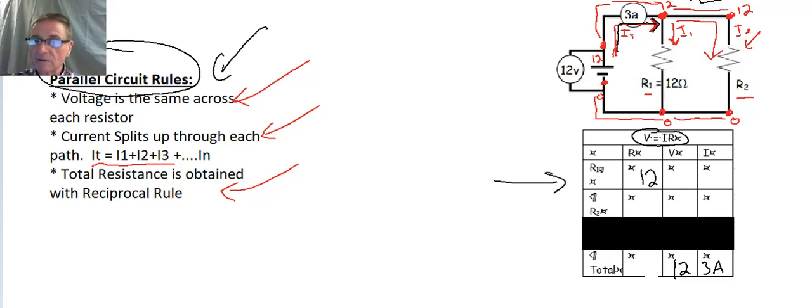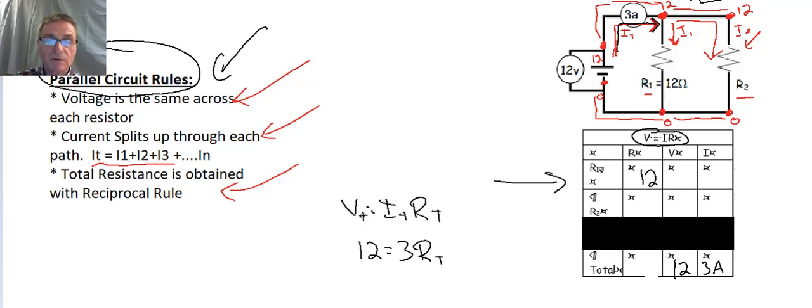We don't know what R2 is. All right, so all we really know is we know what R1 is, we know what the total voltage is, and we know what the total current is. Well, if we know the total voltage and the total current, via Ohm's law, V total equals I total times R total, all right? So we have 12 volts is equal to 3 amps times R total. What is R total then? It's going to be 4 ohms. Okay, so we have that.